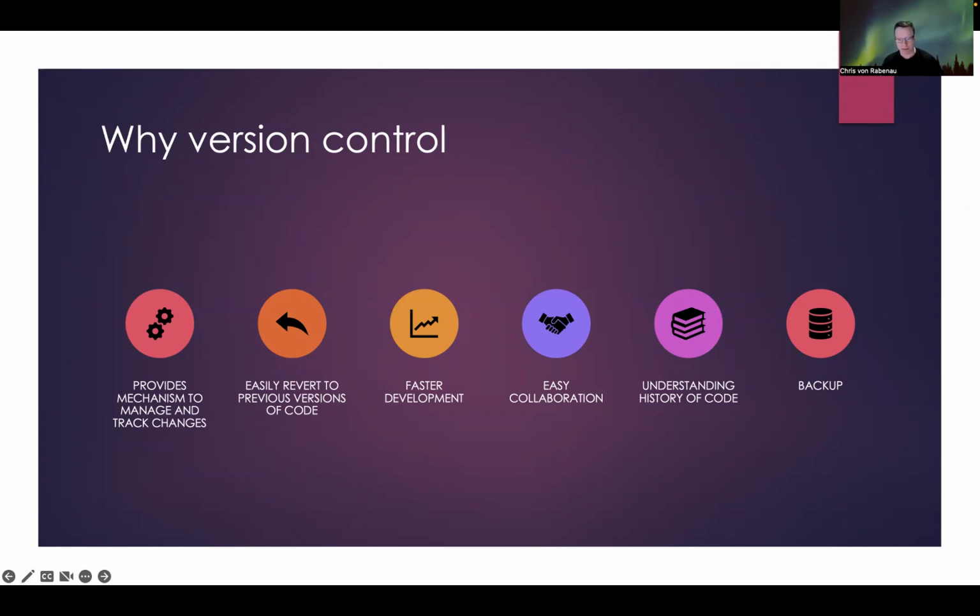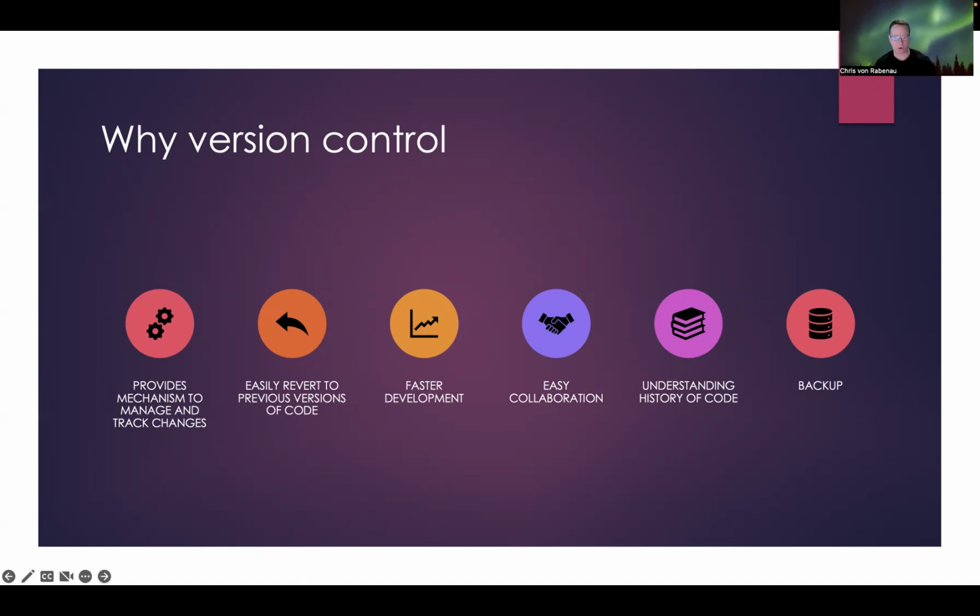It also provides a mechanism for faster development. If I can build off of code in a different place, say I want to start working from the code from last week, but I also want to keep the code that I've done this week, this is one of the things that version control allows you to do. It also gives you the ability for easier collaboration with other people. I can work on my code, you can work on your code, and we've got a mechanism then to collaborate on that code.